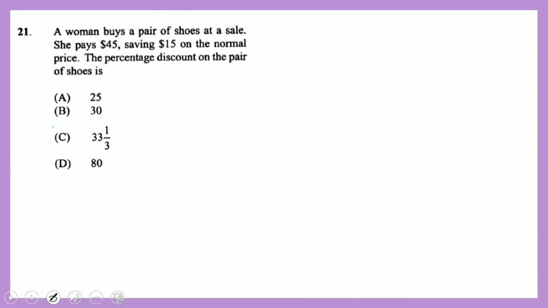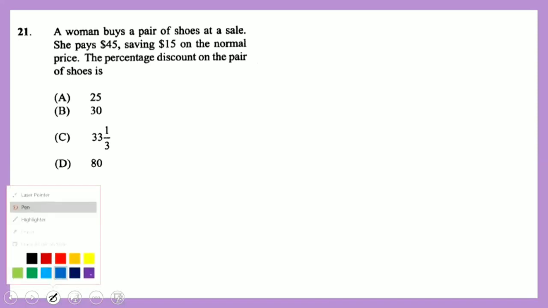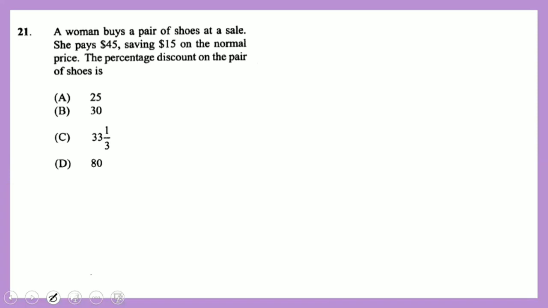A woman buys a pair of shoes at a sale. She pays $45, saving $15 on the normal price. What is the percentage discount on the pair of shoes? All right, so let's go again. She buys a pair of shoes at a sale. She pays $45, saving $15 on what the price was before. The percentage discount on the pair of shoes is?